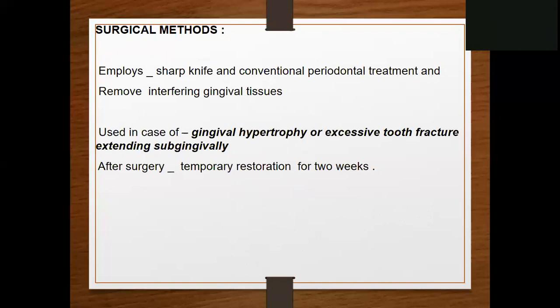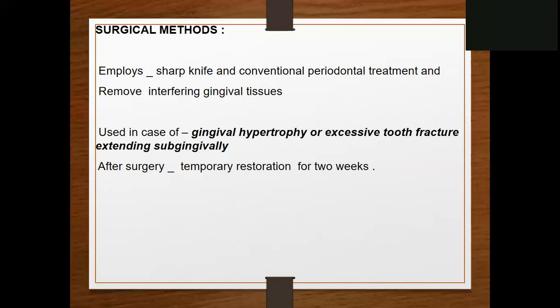The fifth technique is a surgical method. This is done with the help of a sharp knife and a conventional periodontal treatment is required for removing the interfering soft tissue. This is used in case of gingival hypertrophy or excessive tooth fracture that's extending subgingival. If more amount of the gingiva has to be removed, then we use the surgical technique using a sharp knife.